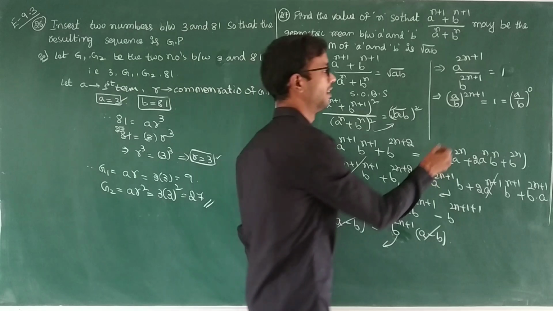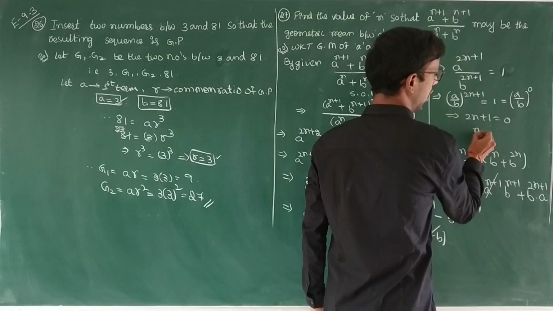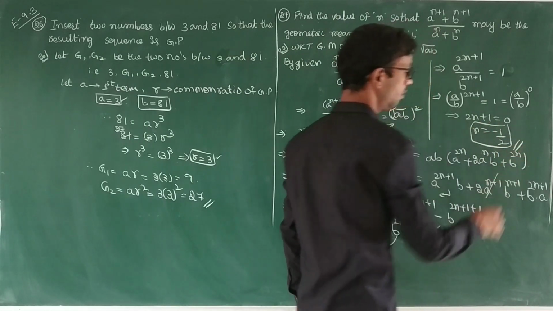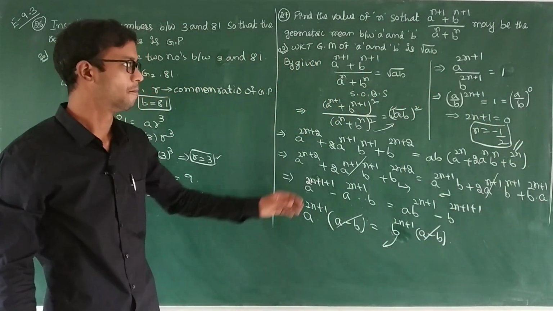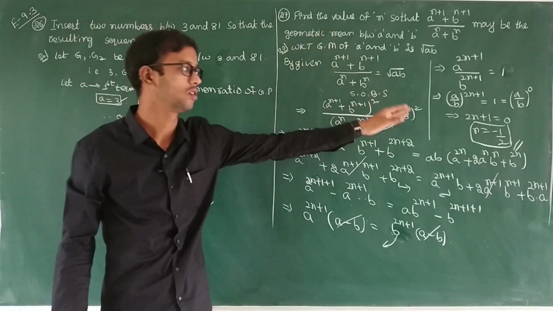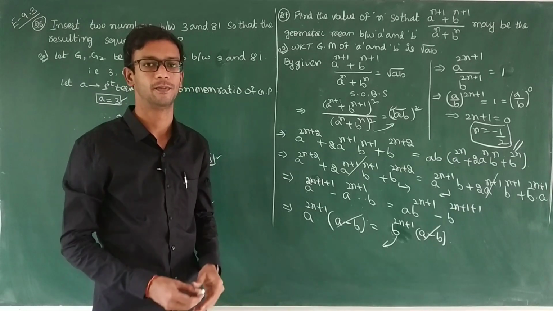Comparing on both sides, 2n plus 1 is equal to 0, so n is equal to minus 1 by 2. The n value is minus 1 by 2. We found the n value.